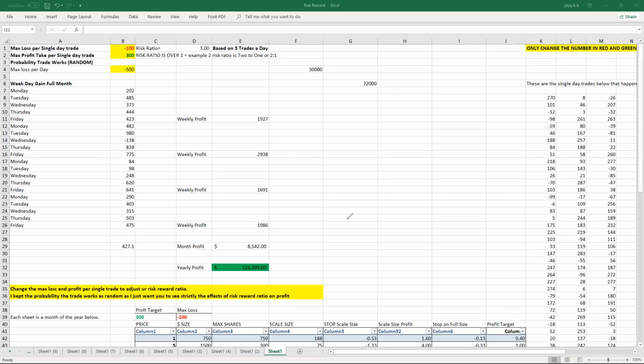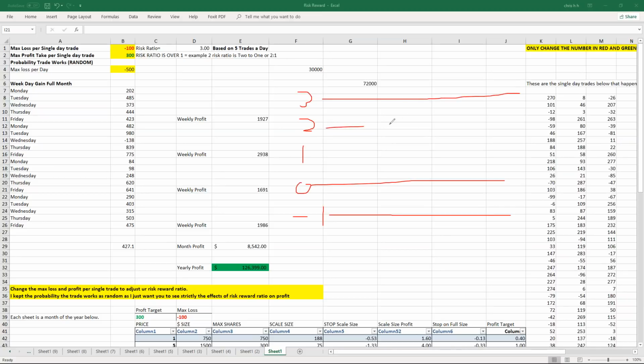I'm risking 1 point on 300 shares. So this will be negative R, which is -1. And I'm trying to make 3R, which is a 3-time reward to the upside. One of the things to note is when the simulation runs, it's not always hitting the max profit or the max loss. It's randomizing the numbers within that range to make it more realistic.